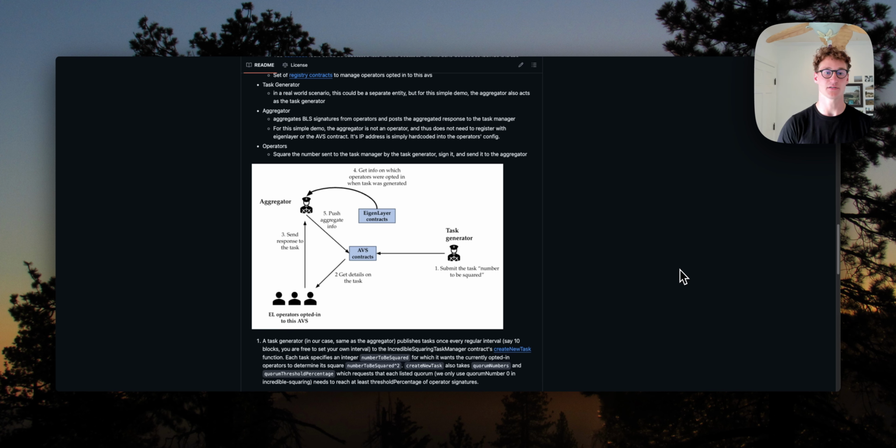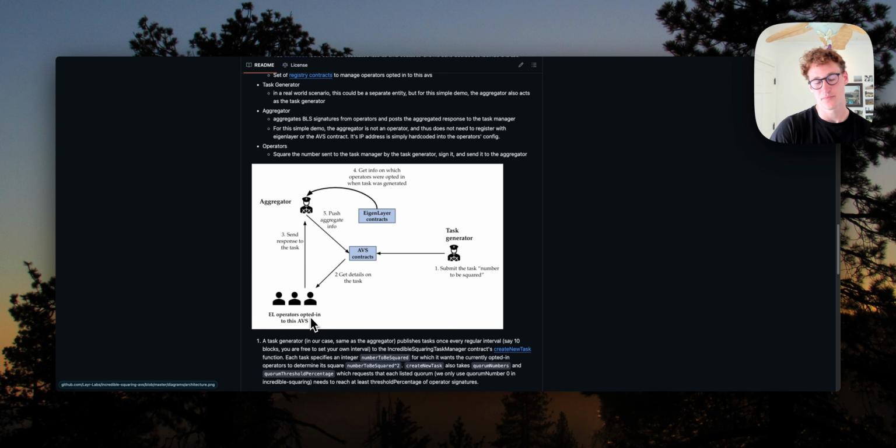They will be squaring numbers and constantly cycling through this flow that we see here below. This is a high-level diagram, essentially, showing the interaction between the components of an AVS. So let's walk through what's happening in the incredible squaring case. It starts off with a task generator, and it will submit the task, the number to be squared. It will send that to the AVS contracts, which will emit an event containing the details, like the number to be squared, and the operators of this AVS will have been listening for that event and pick it up.